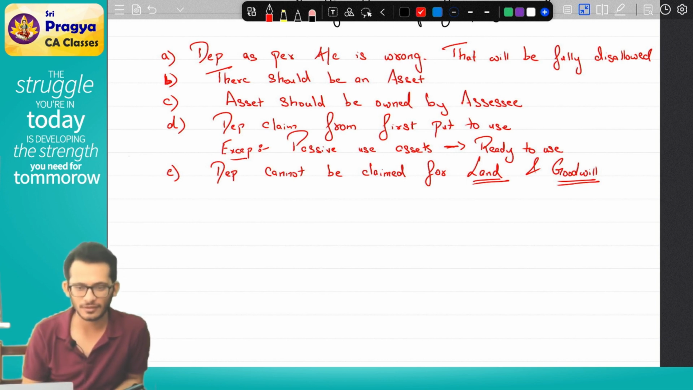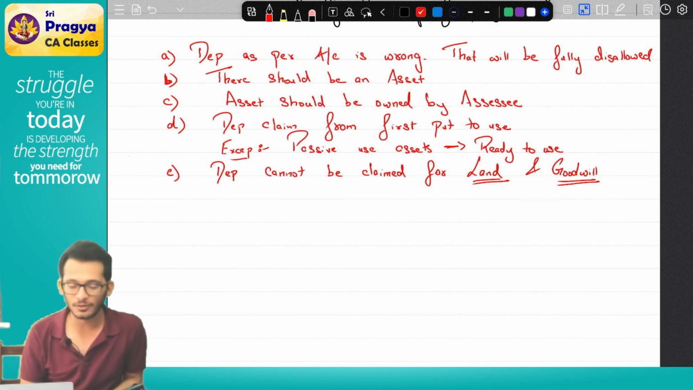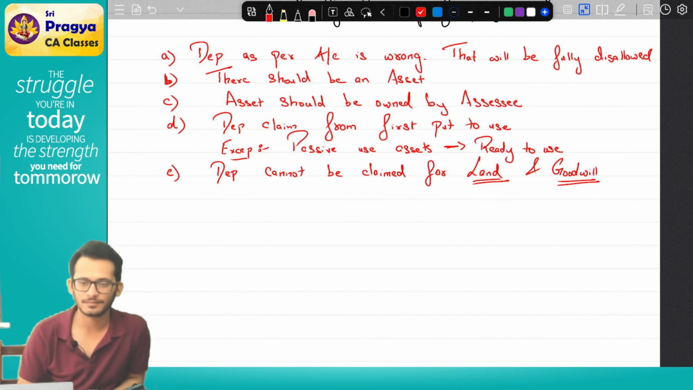Now the follow-up question comes up: where have you seen depreciation, goodwill in your accounts? Okay, one place is partnership accounts. In partnership, where have you seen it?